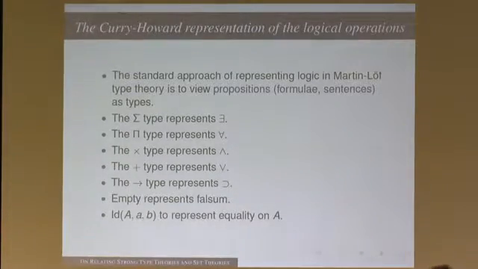Okay, and then there's also this identity type. So the idea is that you have a type capital A, and you have inhabitants a and b of this type A, and then this new type Id_A(a, b) is to represent equality on A.